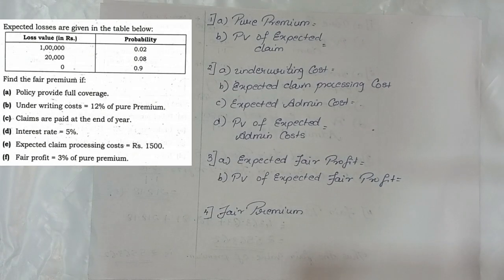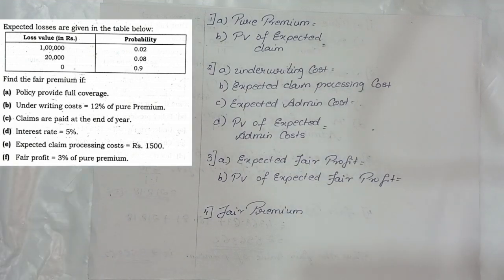Okay, now this is the next question. I'll just read out the question, the second sum that we're going to do. It is said that the expected losses are given in the table. So they have 1,20,000 and 0 losses, and their probabilities are given. Again, find the fair premium. If the policy provides full coverage, underwriting cost is 12% of pure premium. The claims are paid at the end of the year. Interest is 5%. Expected claim processing cost is 1,500, and the fair profit is equal to 3% of pure premium.